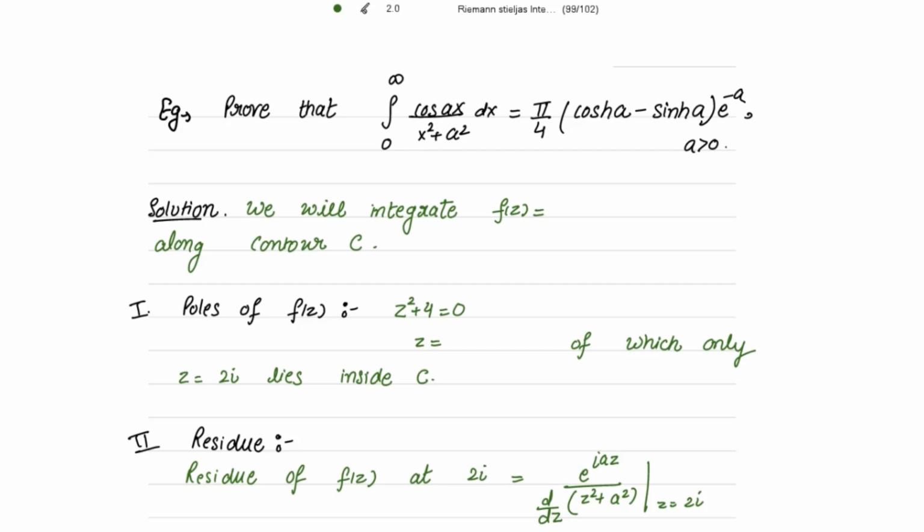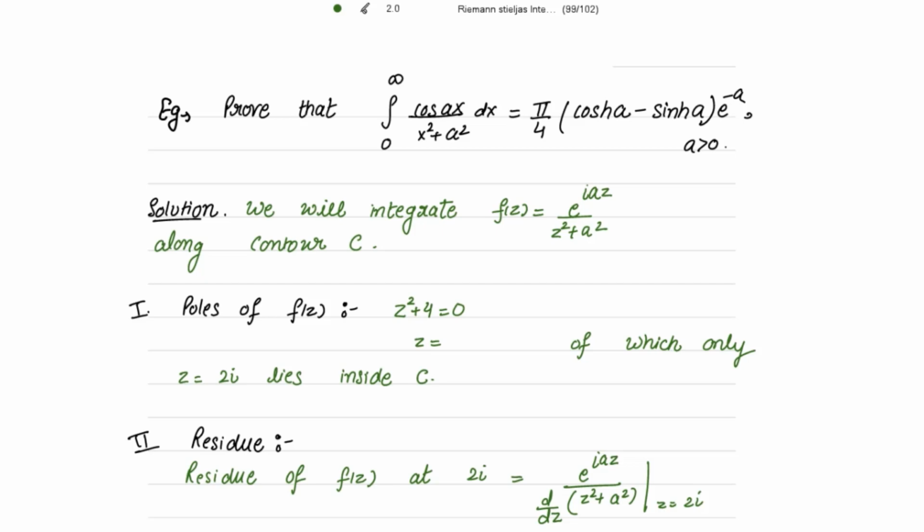We will integrate f(z). In the numerator I am having cos(ax), so I need to change the numerator into e^(imz). Now here m is equal to a, so the numerator becomes e^(iaz), over z squared plus a squared. So we will integrate this function f(z) along the contour C, and C is the contour along the real axis from minus R to positive R followed by a semicircle tau.